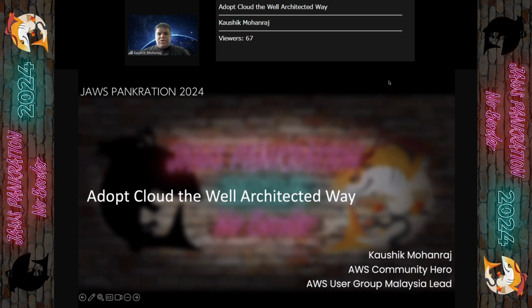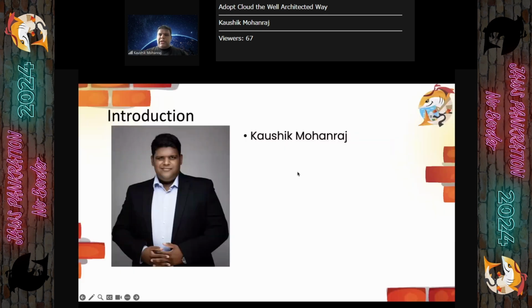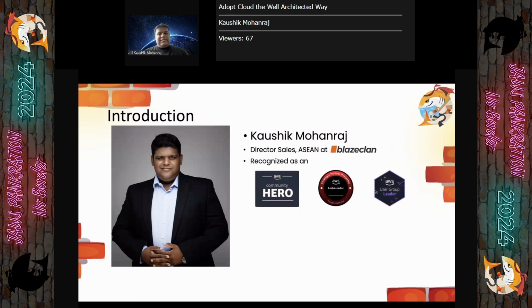So I am Kaushik Mohanraj. I am an AWS community hero and also an AWS user group leader of the Malaysia user group that we run. I am based out of Malaysia, as you would know, and I'm happy to represent that in Malaysia for the last 8 years. Just a quick introduction: I'm Kaushik. I am a director of sales across Southeast Asia for BlazeClan Technologies, which is a premier consulting partner. I'm recognized as an AWS hero, ambassador, and a user group lead. I hold 10 plus AWS certifications and am a well-architected reviewer.